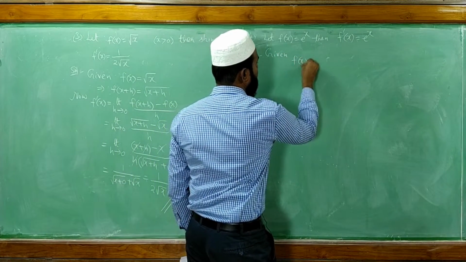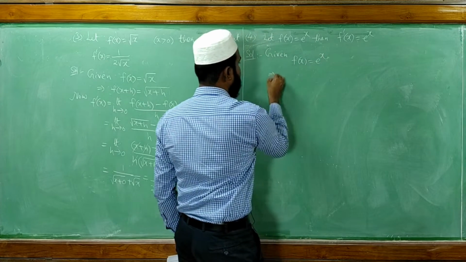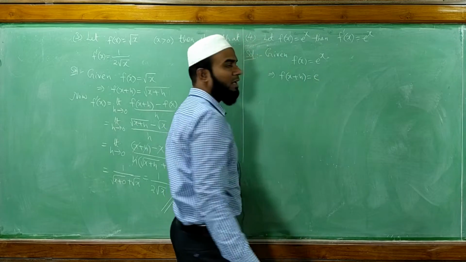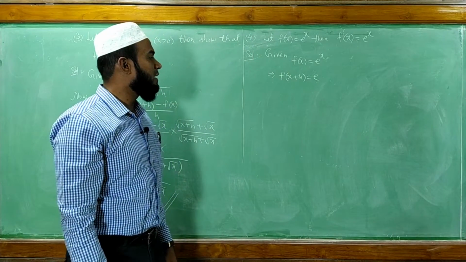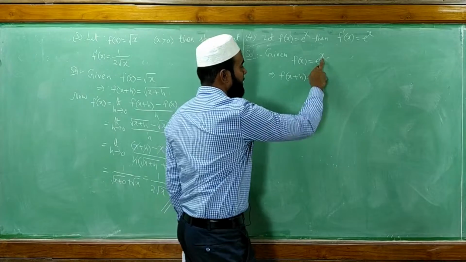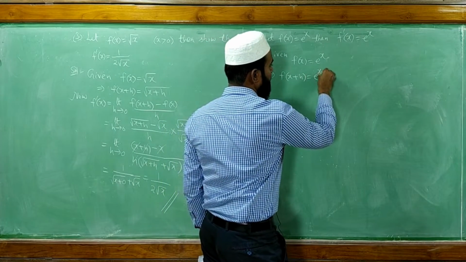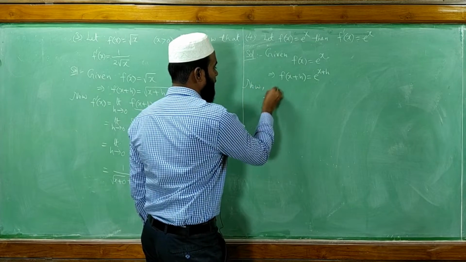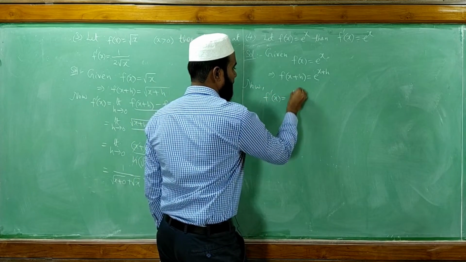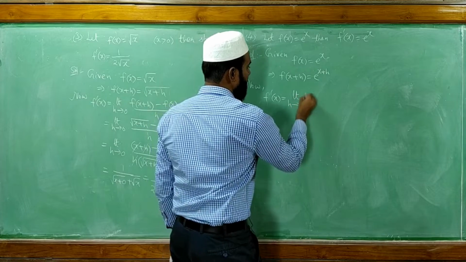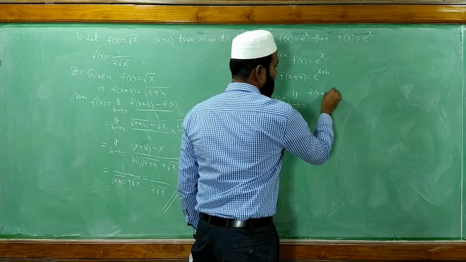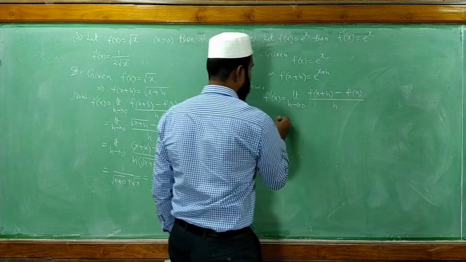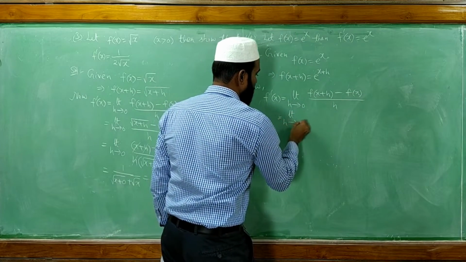f of x equals e power x is given. Then this implies what is f of x plus h? This will be e power, wherever x is there, that should be replaced with x plus h, right? Now, what is the formula? f dash of x is given by limit h goes to 0, f of x plus h minus f of x by h. This is equal to limit h goes to 0.